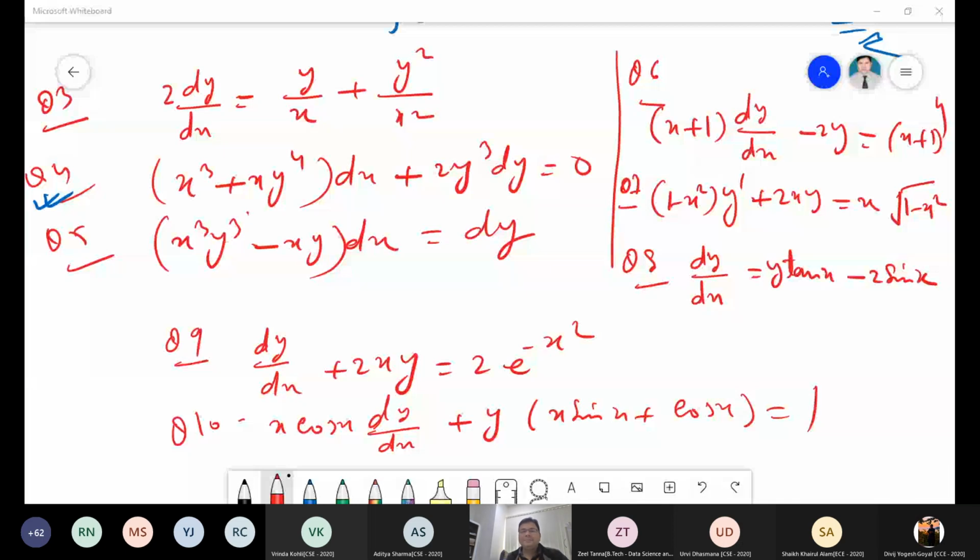Be comfortable. Yes, sir. Should I stop here? Ayush Kumar, you want to ask anything else? You have raised your hand. No, sir, by mistake. Any doubt anybody has? Anything else you want to ask? So what is there in question number 10? x cos x dy by dx plus y into x sin x plus cos x equal to 1. Okay, sir. Fine.